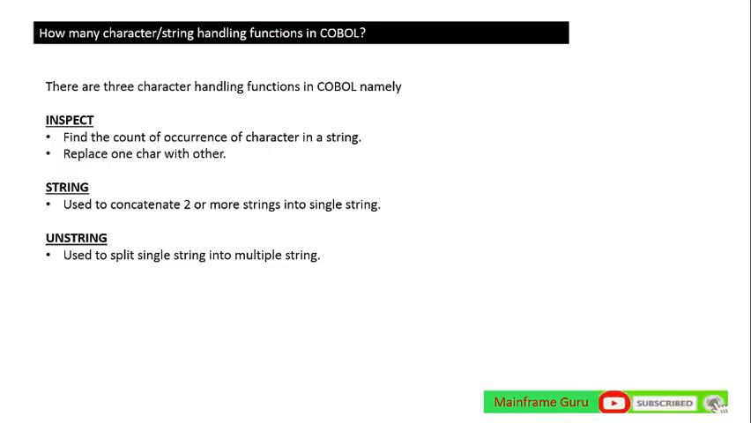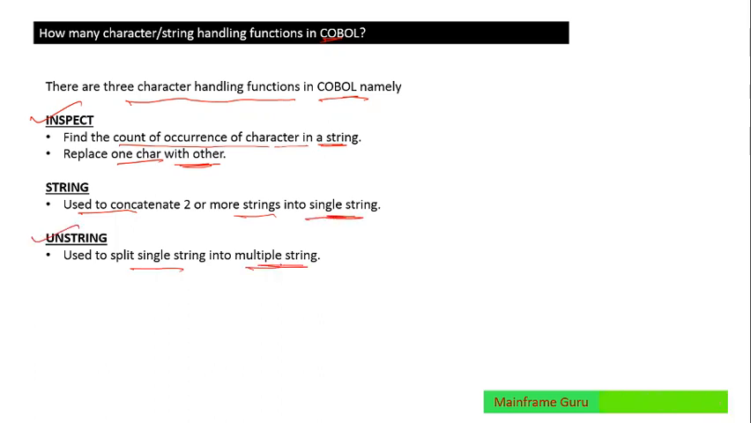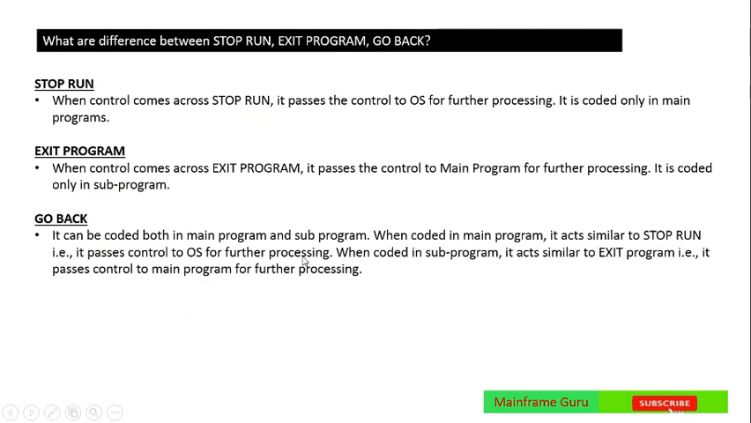How many character or string handling functions exist in COBOL? There are 3 character handling functions in COBOL, namely, first is INSPECT. INSPECT finds the count of occurrences of a character in a string and replaces one character with another. And what does STRING do? It is used to concatenate 2 or more strings into a single string. And UNSTRING is used to split a single string into multiple strings.